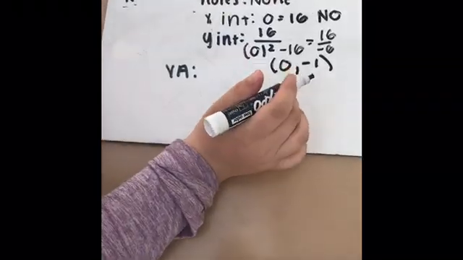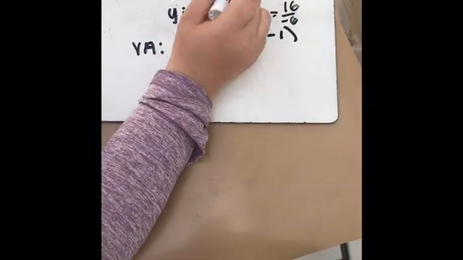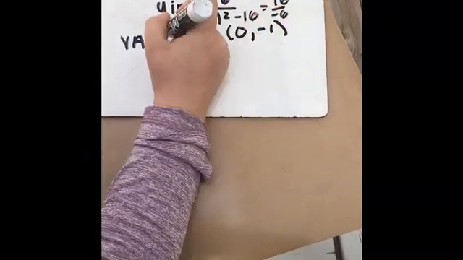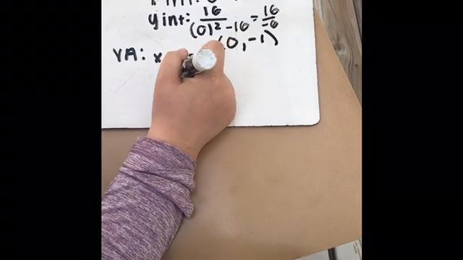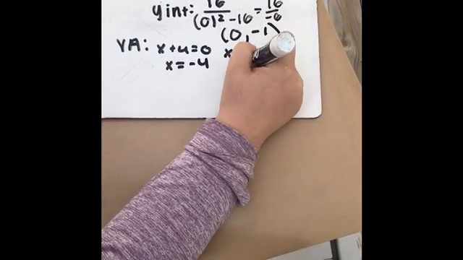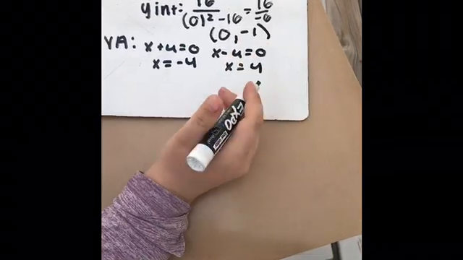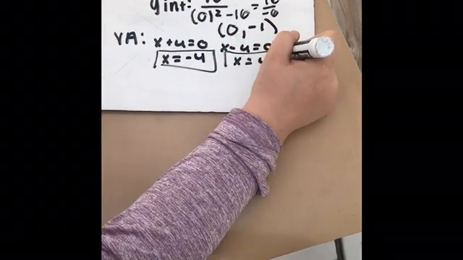For the vertical asymptote, all we have to do, since we already factored it, is set the x plus 4 equal to 0 and the x minus 4 equal to 0. So we're going to get x equals negative 4, and then x equals 4. And then these are going to be our two vertical asymptotes.